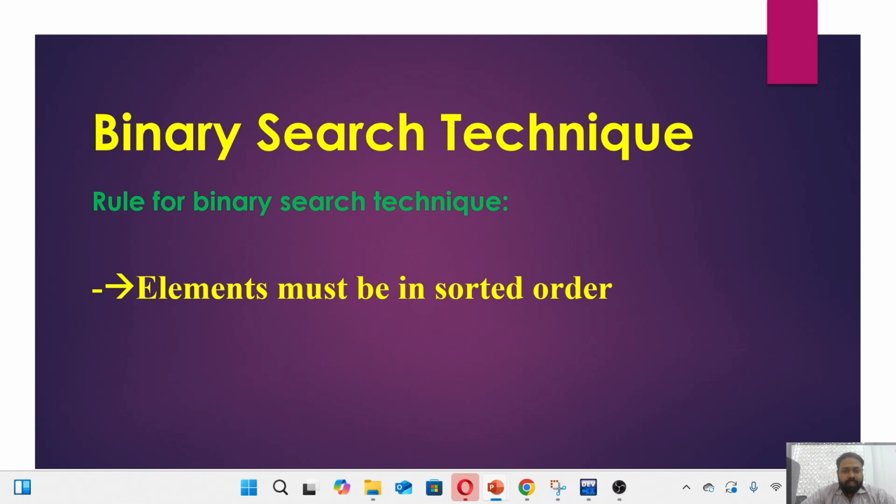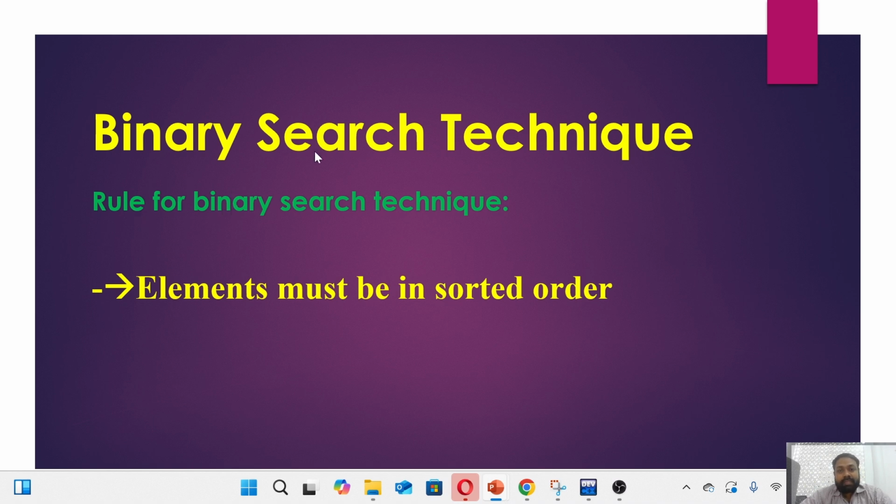Hello everyone. In this video we'll be discussing the binary search technique. Actually there are two searching techniques out there. The first one is linear search and the second one is binary search. So we are discussing binary search. First we need to understand that a searching technique is applied to search for a particular element.